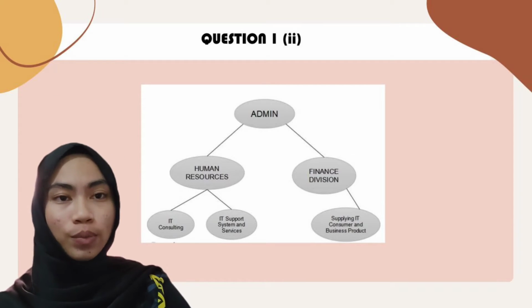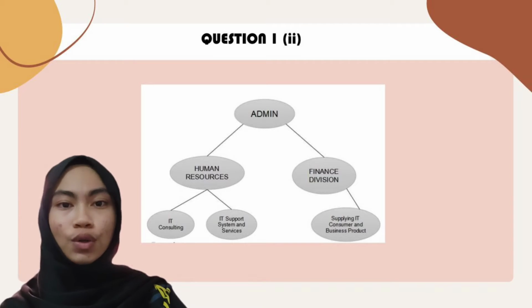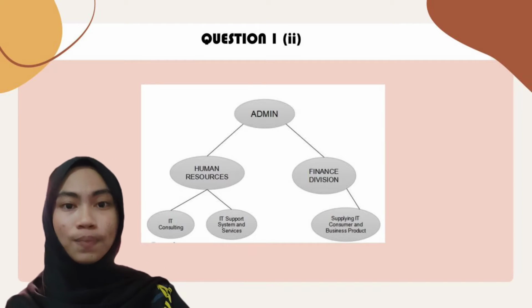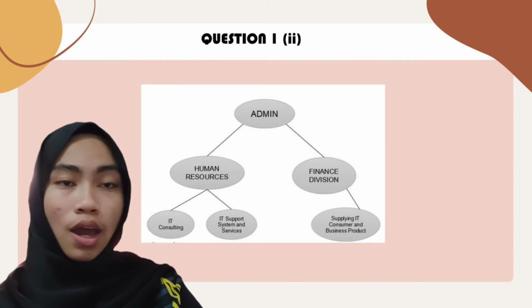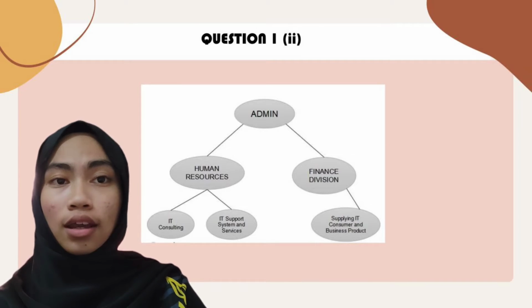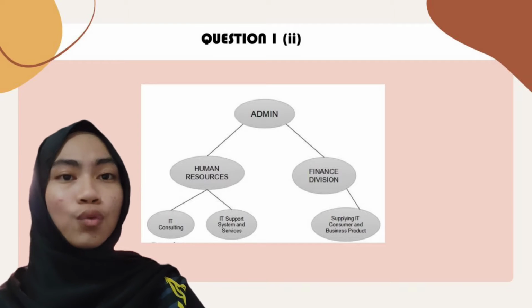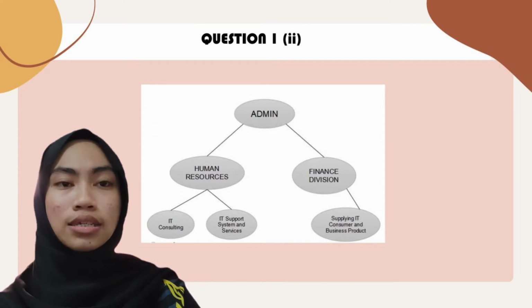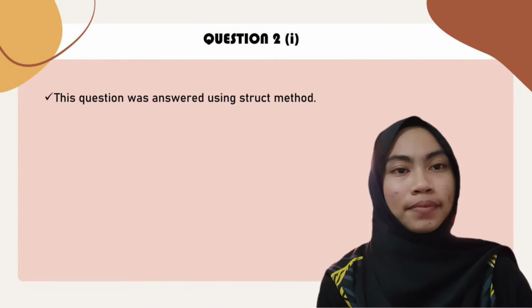Then for question 1.2, the company is divided into 2 columns, which contain human research and finishing division. Each of them has a GL. Human research has IT counseling and IT support system service, and for finishing division, there is only one GL, which is supplying IT consumer product business project.